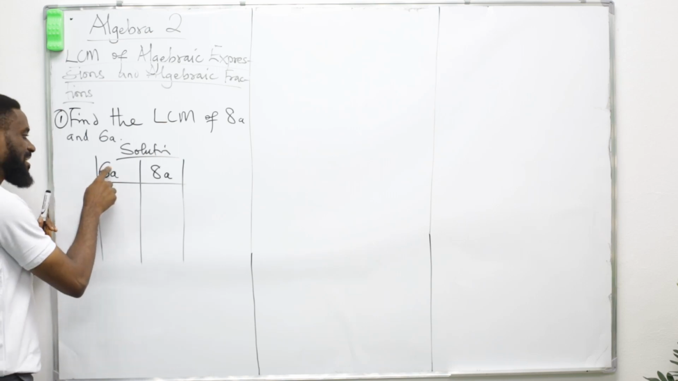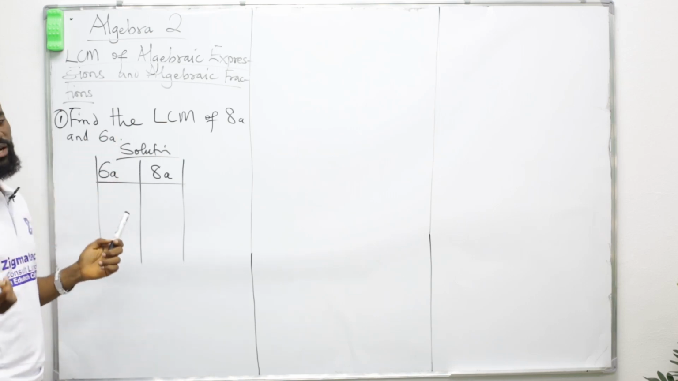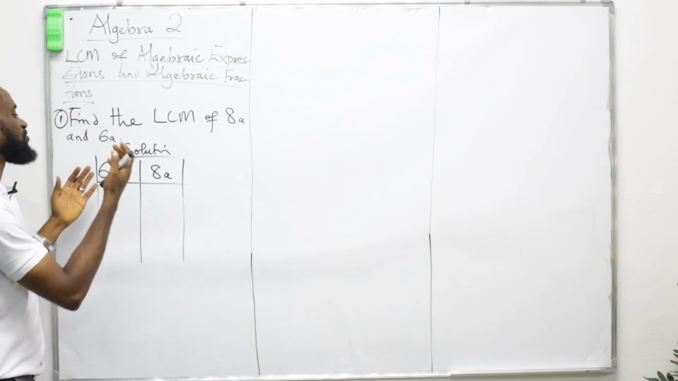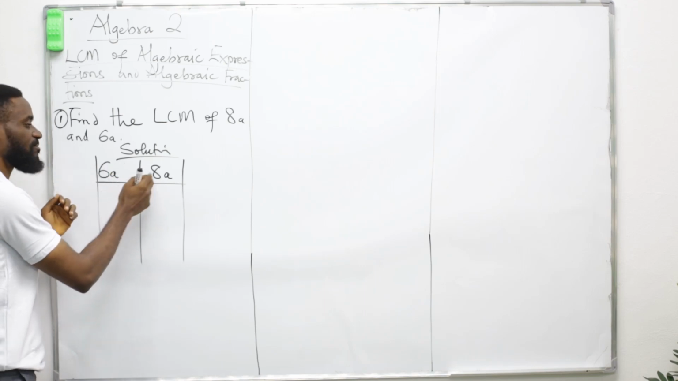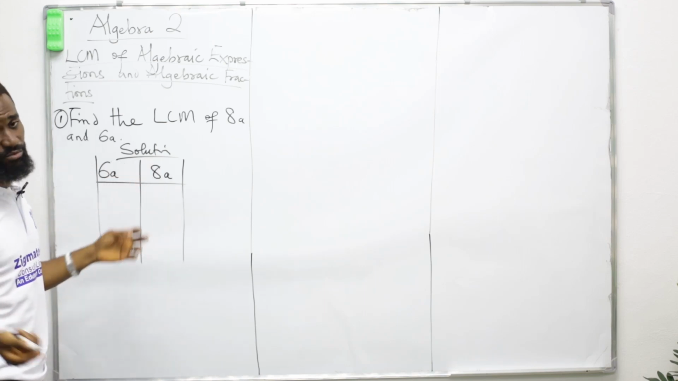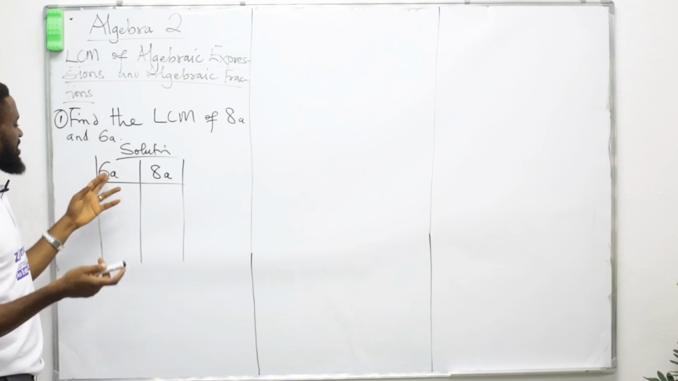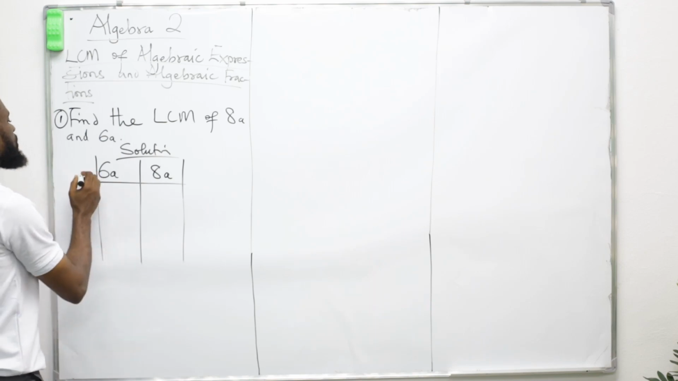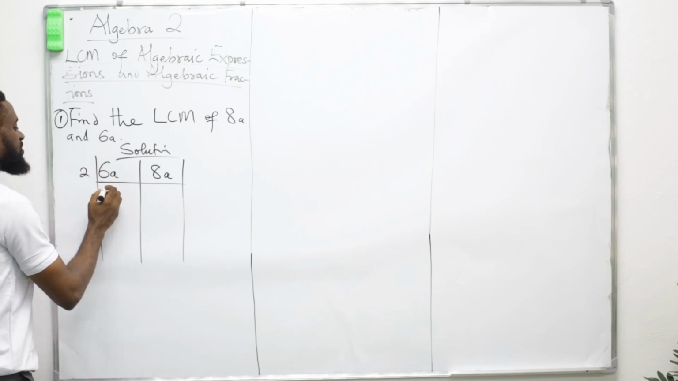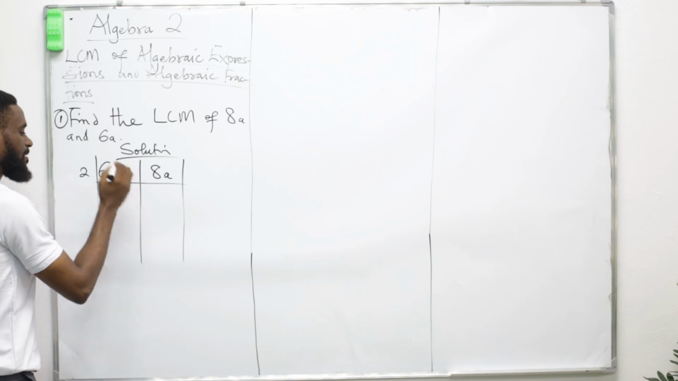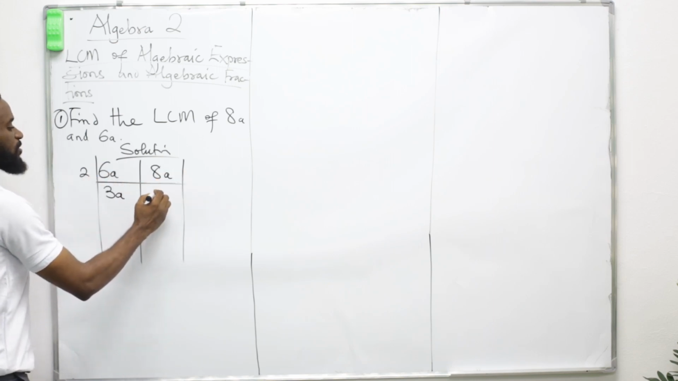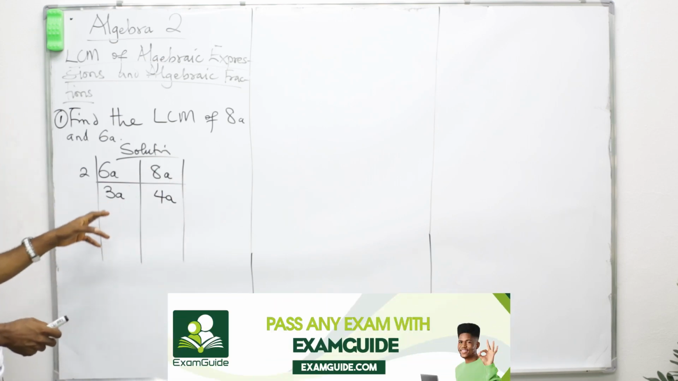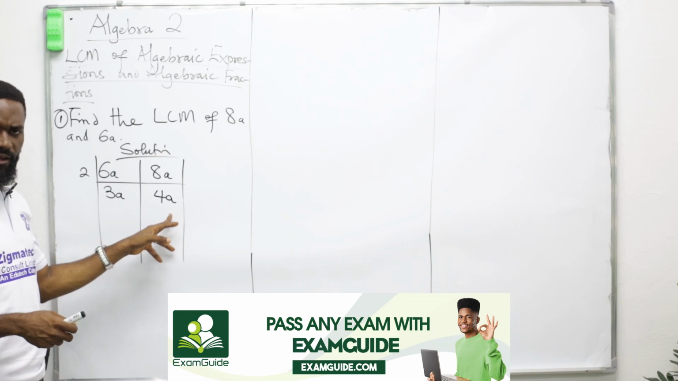We can start with a, or you can start with the factor of 6, factor of 8, and all that. So let's start with the factors of 6 and 8. They have a common factor: 2 is a common factor. If you apply 2 here, 2 into 6a is 3a, and 2 into 8a will give us 4a. Now we have 3a and 4a.